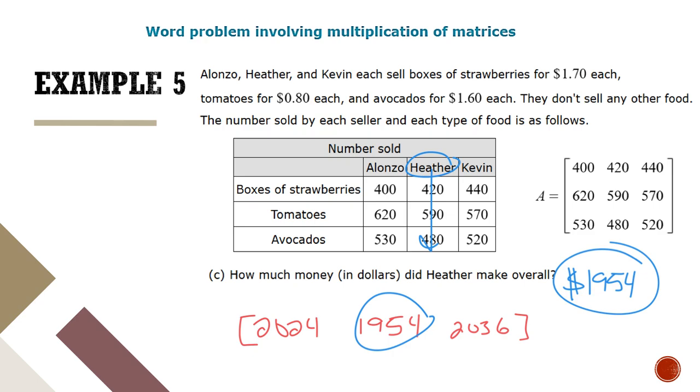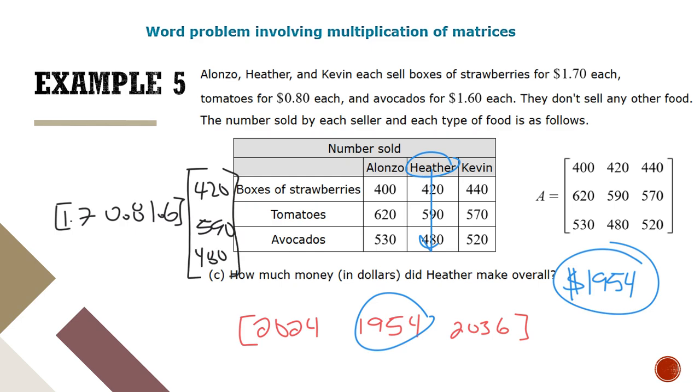Now, you could have, if you want, just taken this and multiplied it to that other one. So like if you wanted to think about it as another way to do it, you could have taken that 1.7, 0.8, and 1.6 and multiplied it by just Heather's column of 420, 590, and 480. That would be another way to do it. If you want to just multiply those, that would give me that answer here. But we already did this, and we know that the middle one would be Heather, so we're just going to use that.